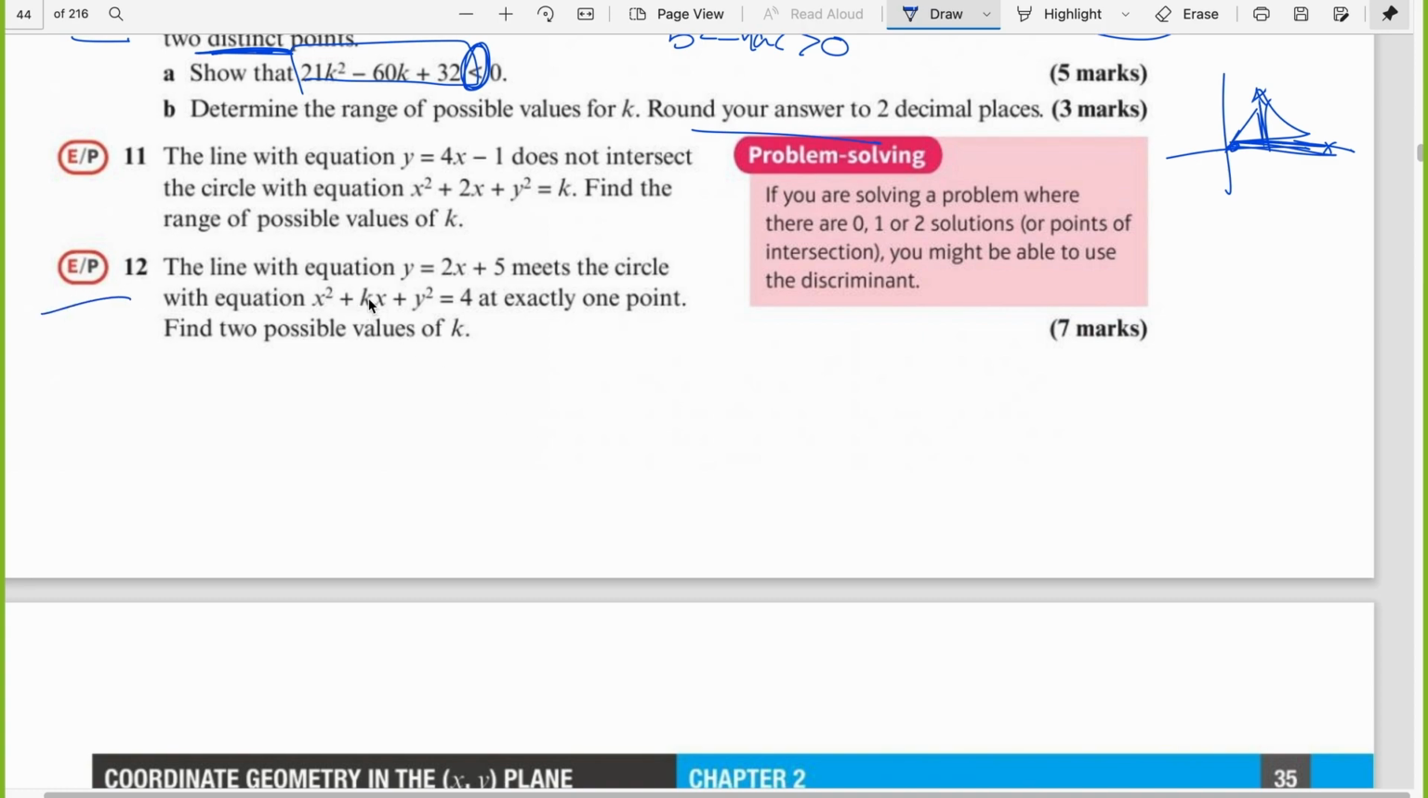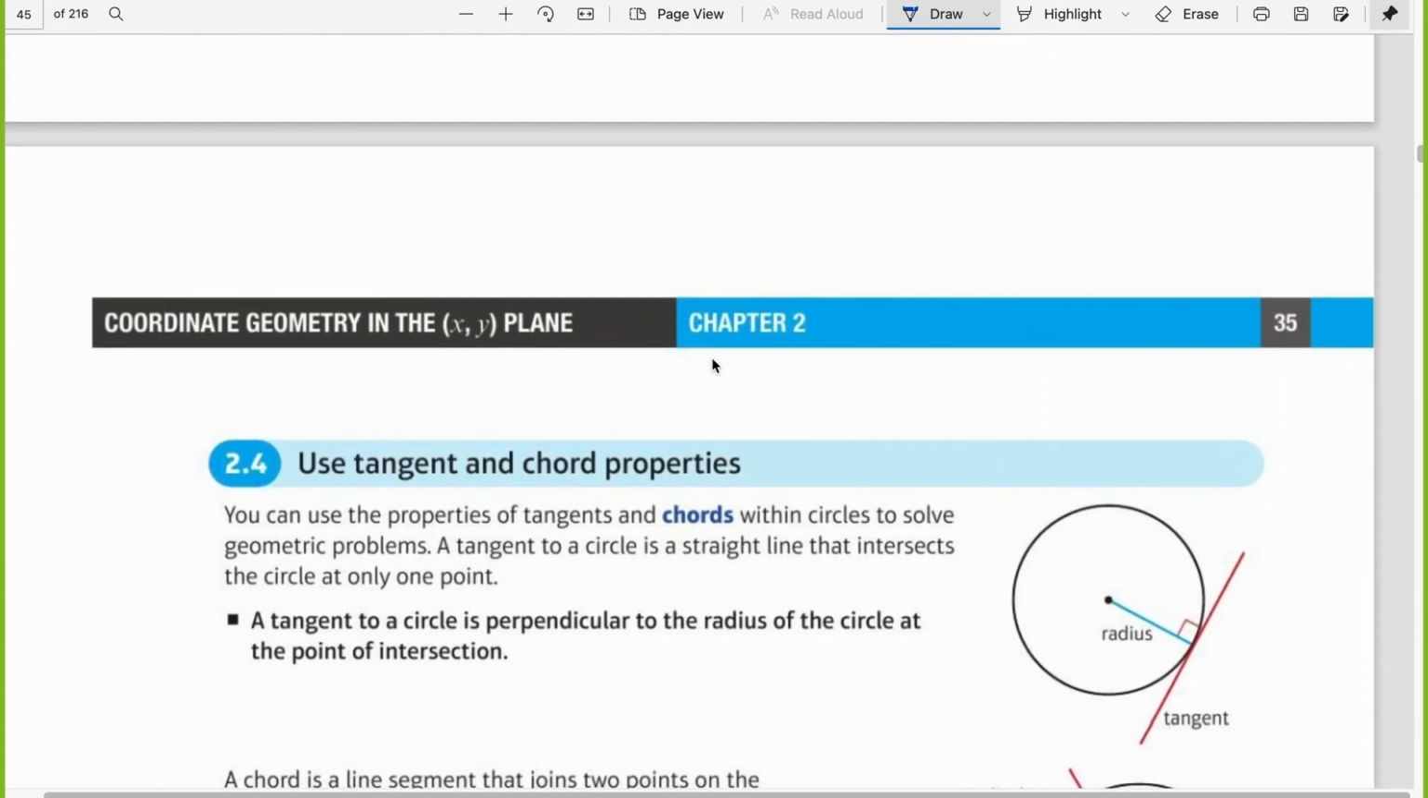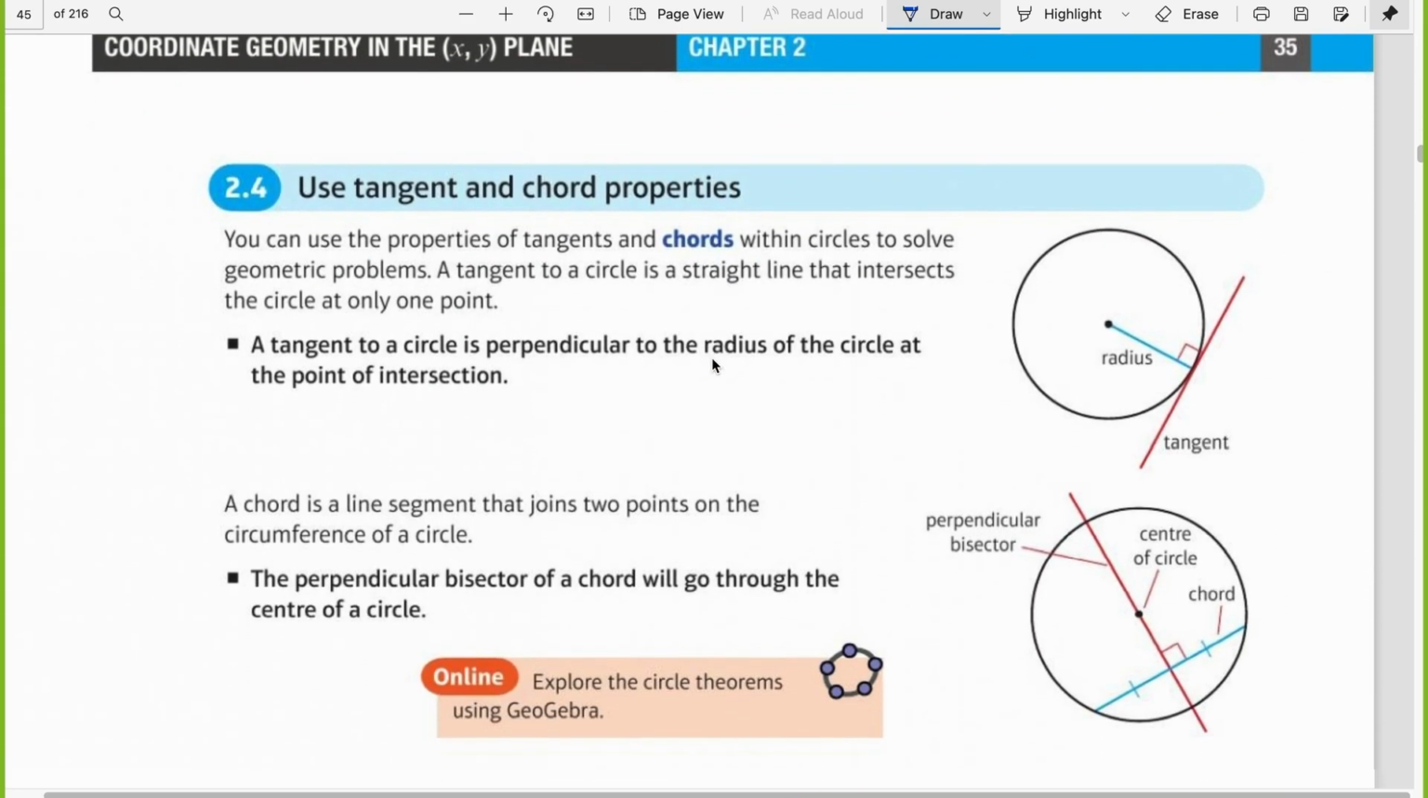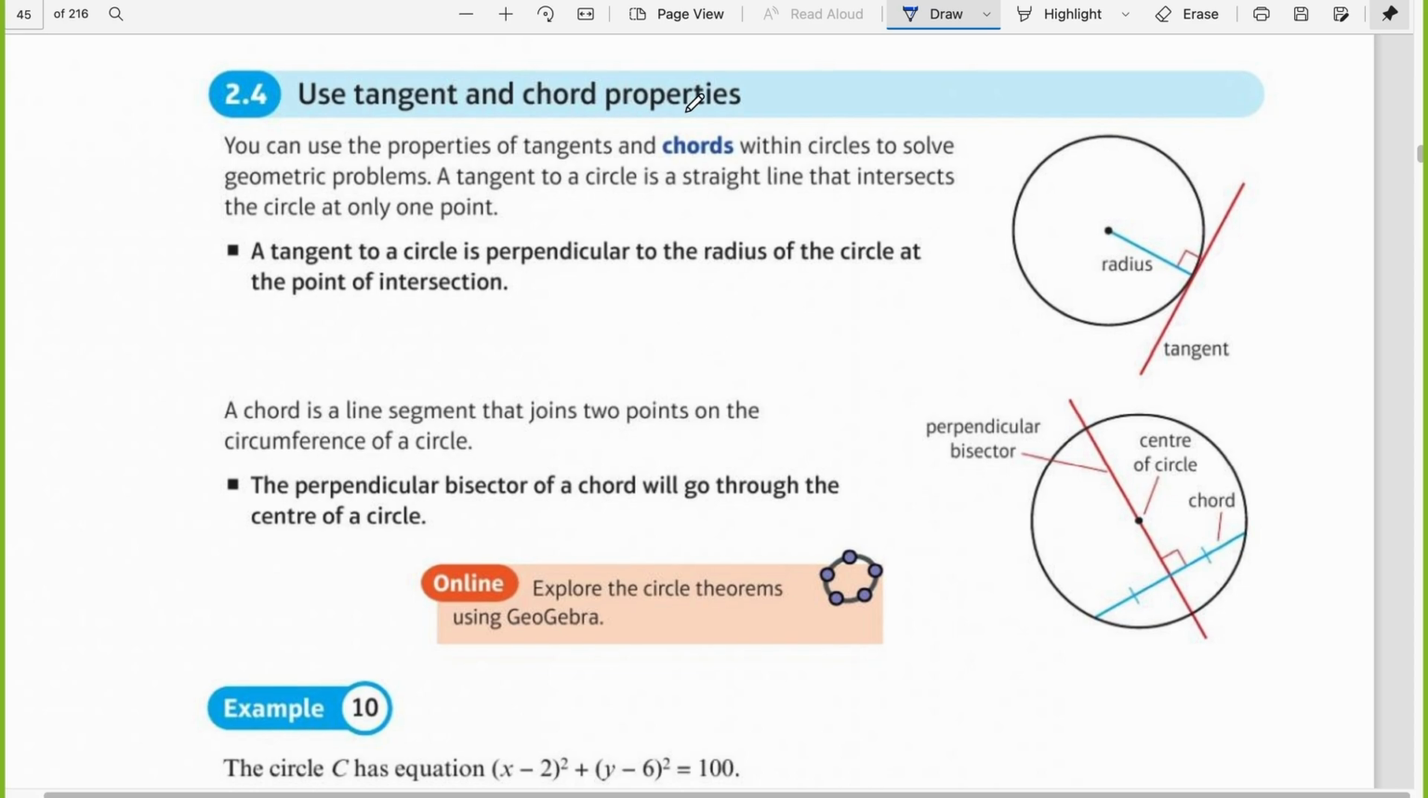Question 12 says the line with equation y is equal to 2x plus y meets the circle with equation at exactly one point. So again b squared minus 4ac equal to 0 and we're done. Use tangent and chord properties. Okay, now tangent and chord basically shows that the tangent is always perpendicular to the radius, and if I draw this chord, that will intersect the radius at 90 degrees.